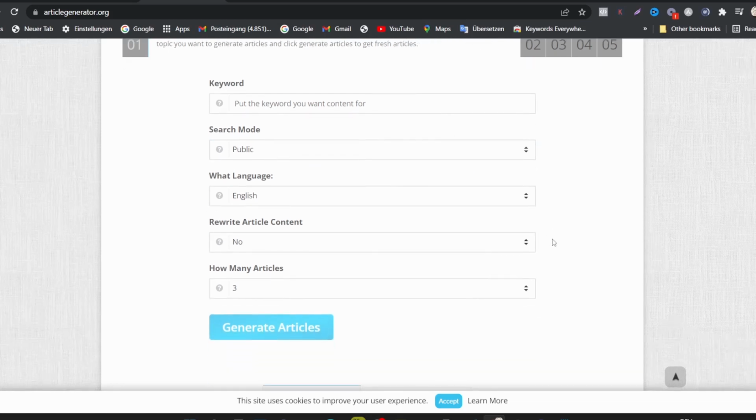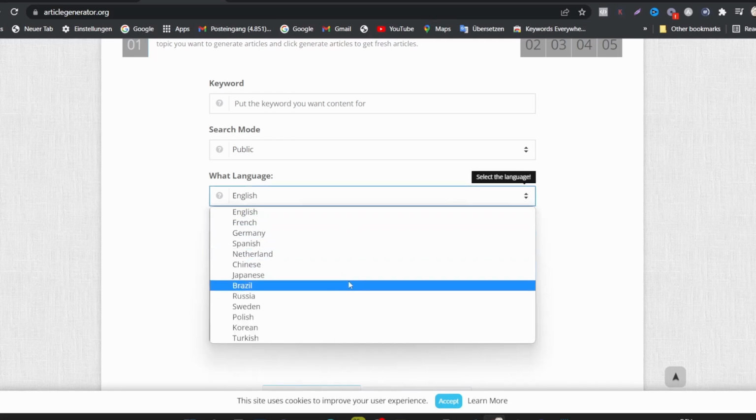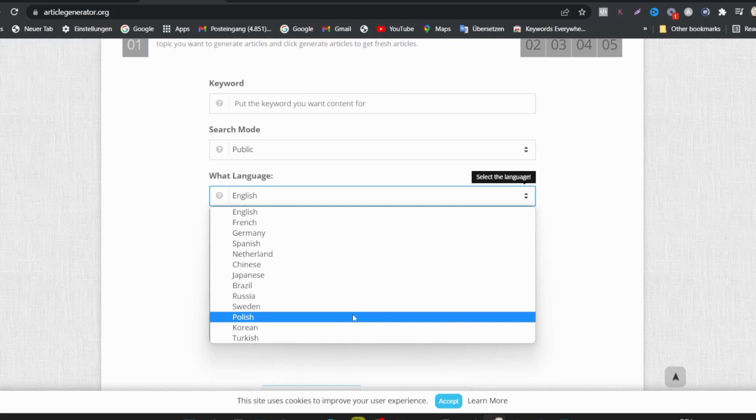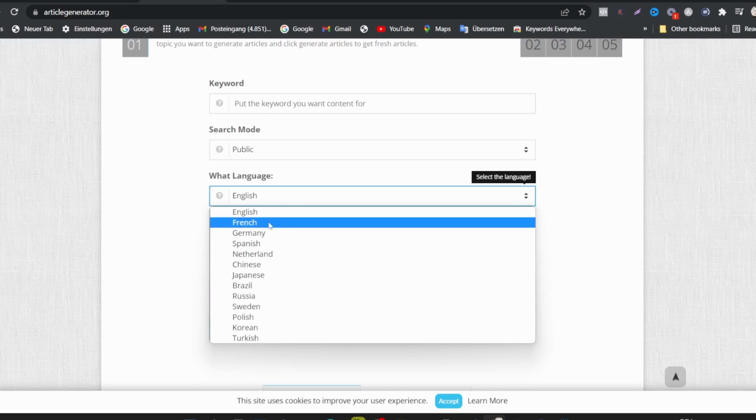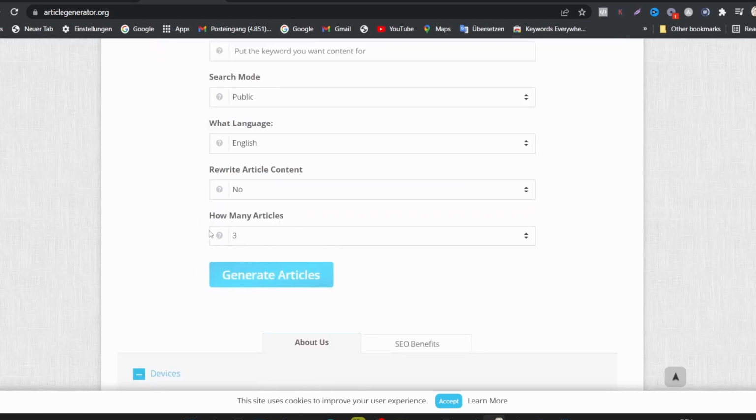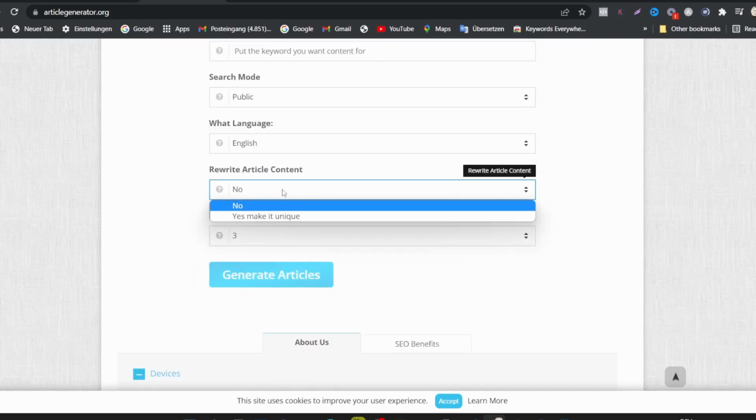And apart from English, there are also different types of languages here, which I found very cool because it means you can generate articles in different languages, which means you can sell articles in different languages. This is a very good opportunity, guys. They have over 10 languages here that you can generate these articles with. When you go down, you can choose whether you want the article to be written content, or you want to make it unique. So this is very cool, guys.